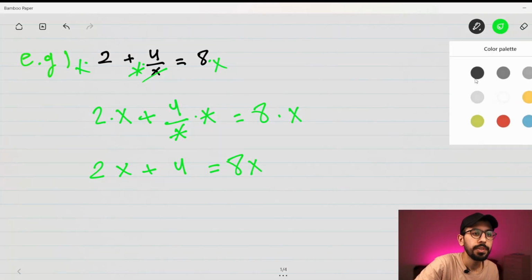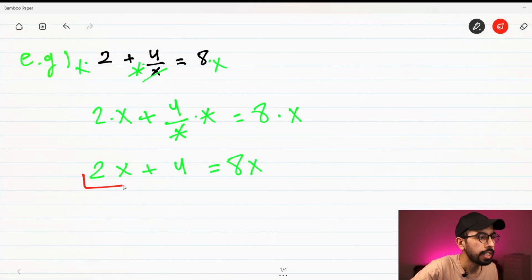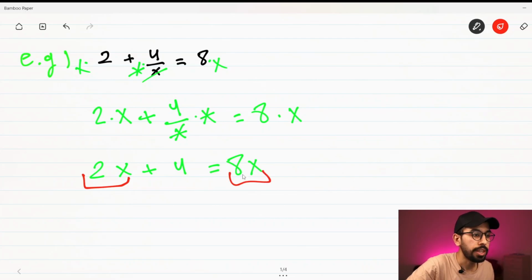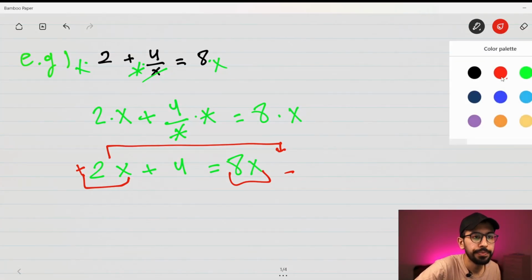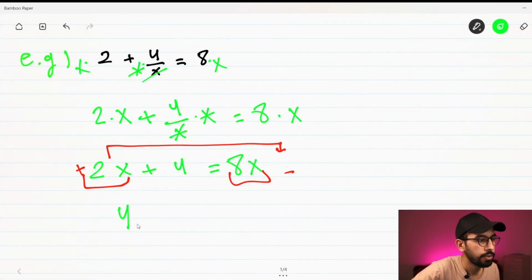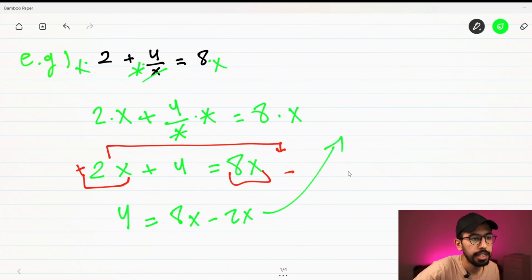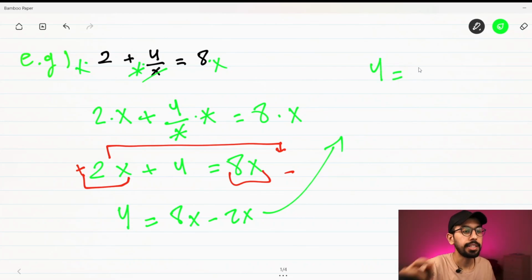So now we just need to move the terms with a variable together, and the 4 will stay here. This 2x is a positive term, and when we move it to the other side, it will be negative. So the result will be 4 equals 8x minus 2x, which is 6x.